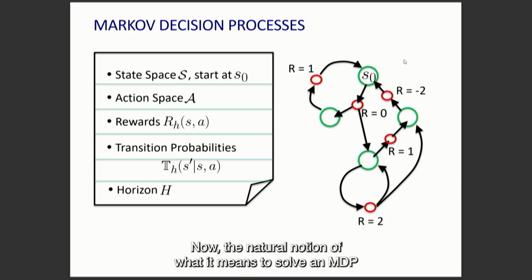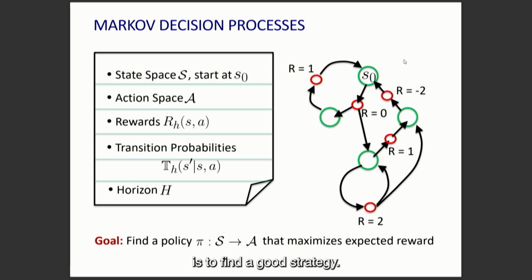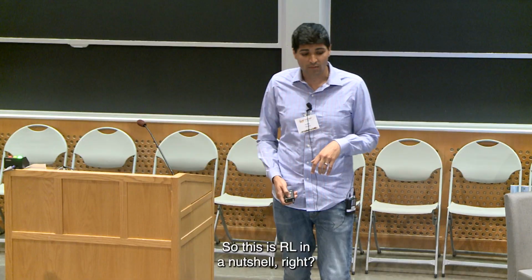Now, the natural notion of what it means to solve an MDP is to find a good strategy. In our case, a strategy is very simple. It's just a rule that tells me that if I'm in this state, I should play this action. That's called a policy, and we want to find a policy that maximizes the expected reward. So this is RL in a nutshell, right?